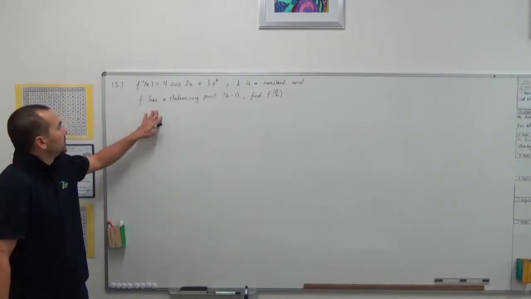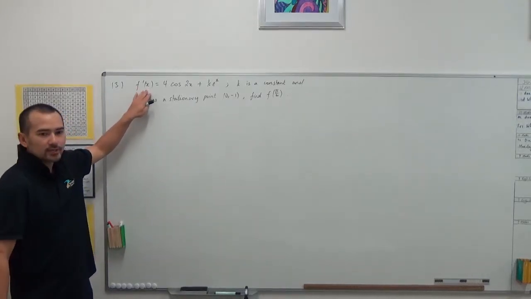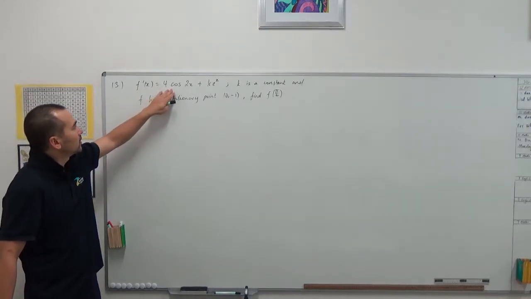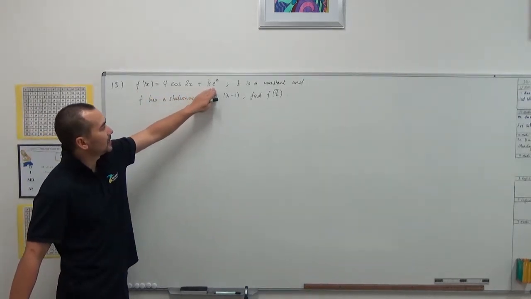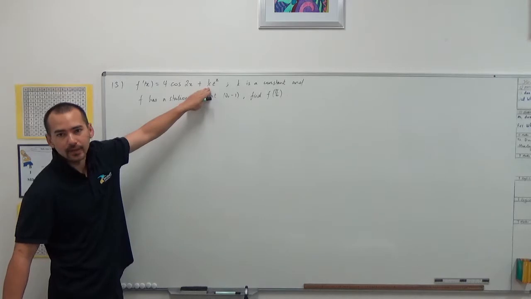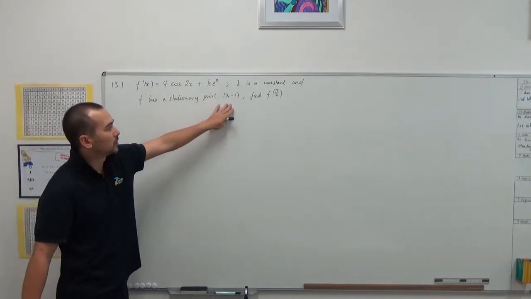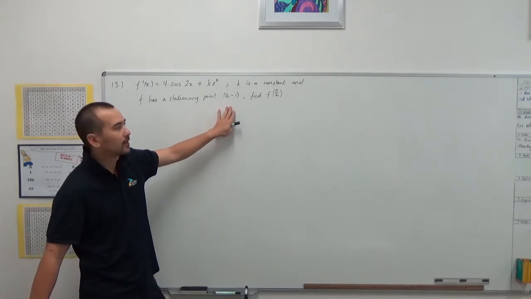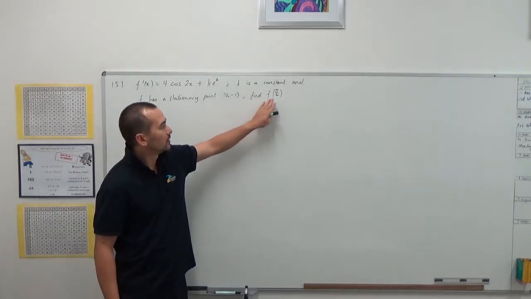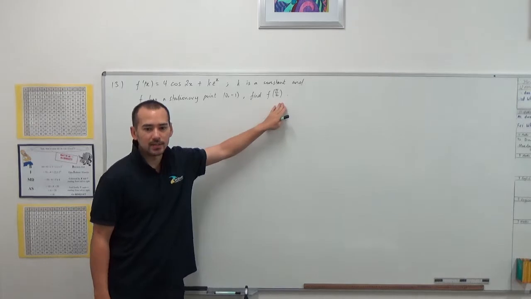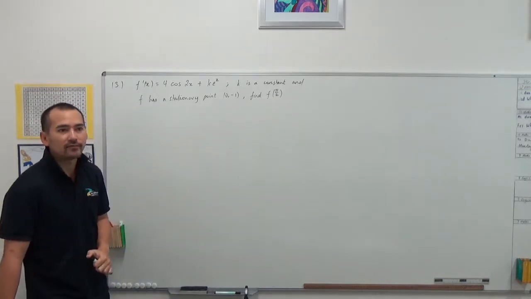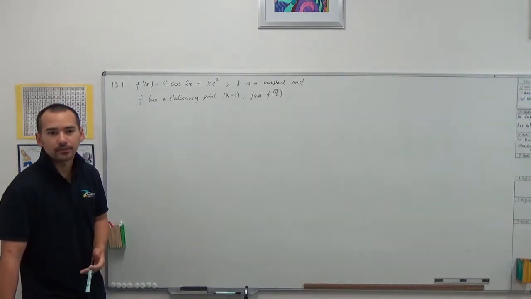Okay, so we are given the derivative function f'(x), and it's equal to 4 cosine 2x plus k e to the x, where k is a constant. And the function f has a stationary point at (0, -1). We have to find f of pi on 6. Now, they've given us enough information here to solve this.